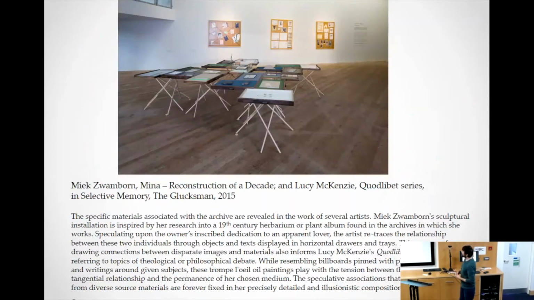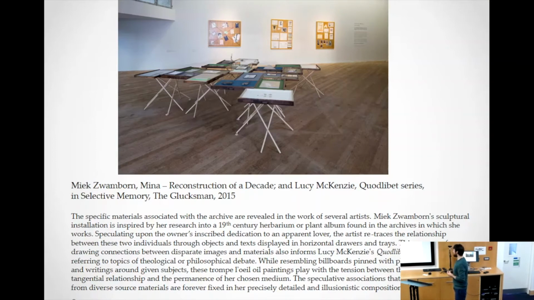So here are a couple of works that are much more about a conventional mode of archiving. Mieke Van Born's Mina, Reconstruction of a Decade, and in the background you see some paintings by Lucy Mackenzie, a series called Quodlibet, which take the form of speculative little billboards with bits of information, little photographs attached to them, pieces of thread connecting one to the other, and yet, of course, they're not actual billboards. They're meticulously rendered paintings of these billboards, trompe-l'oeil style paintings.